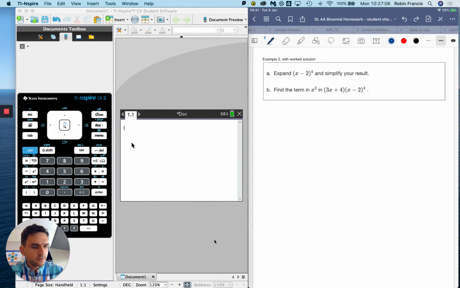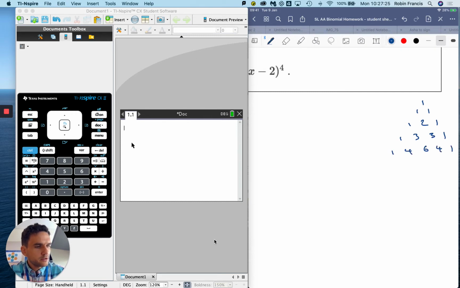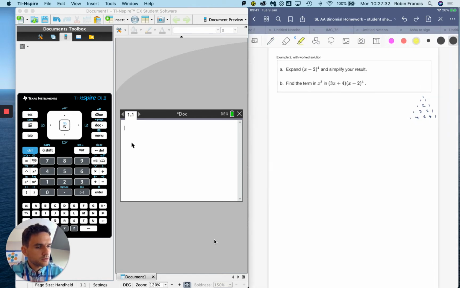So for x plus 2 to the 4, well, let me just draw out Pascal's triangle first of all. So Pascal's triangle, and I'll work on the side here, is going to be 1, 1, 1, 1, 2, 1, 1, 3, 3, 1, and 1, 4, 6, 4, 1. Now I know that this is the one that I want because it's to the power of 4, and this second term is 4. And that's where I know I've got to stop.